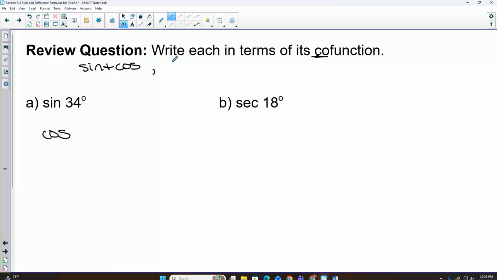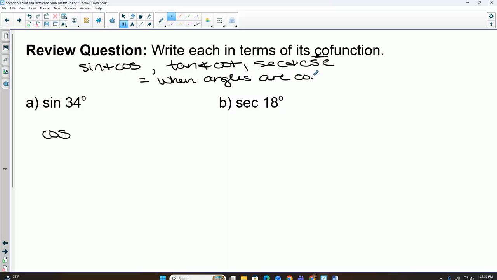Sine goes with cosine. Tangent would go with. Secant would go with. And the trick with these is they are equal when the angles are what? That means if the angles add up to 90, these are the same, which we've seen, like on our hand trick. The sine of 30 degrees and the cosine of 60 degrees are the same thing. Sine of 45 and cosine of 45 are the same.